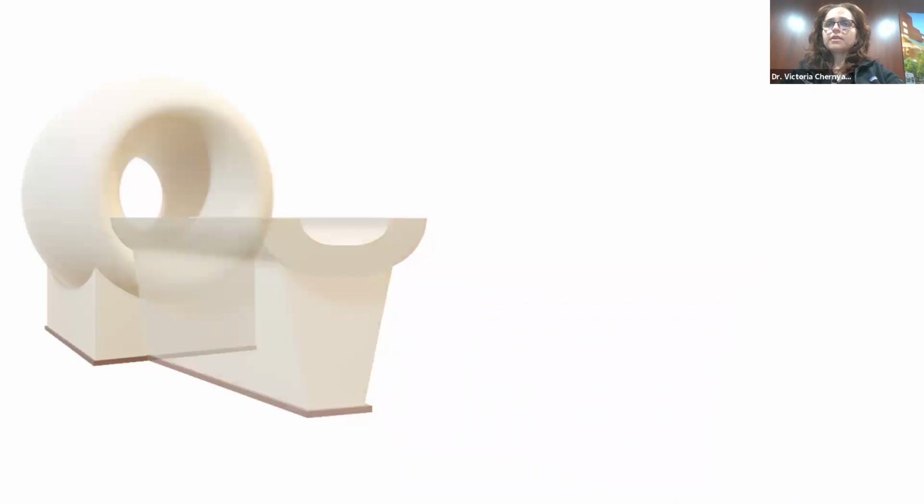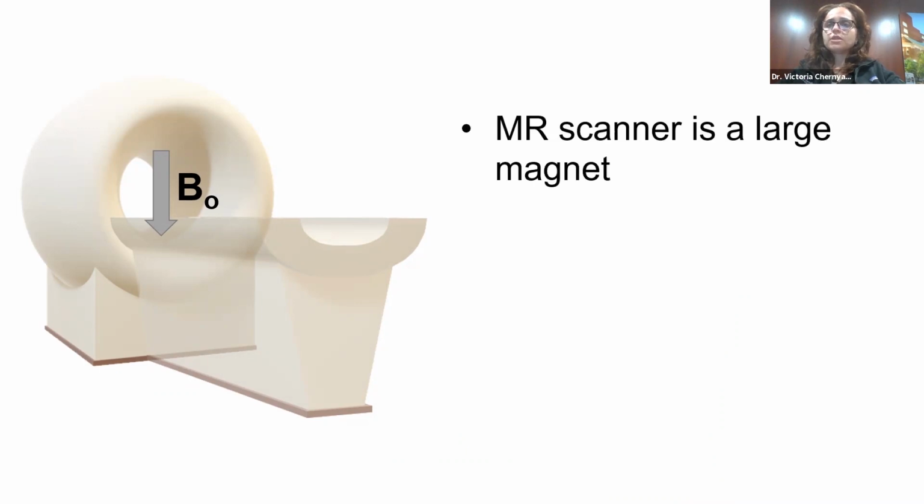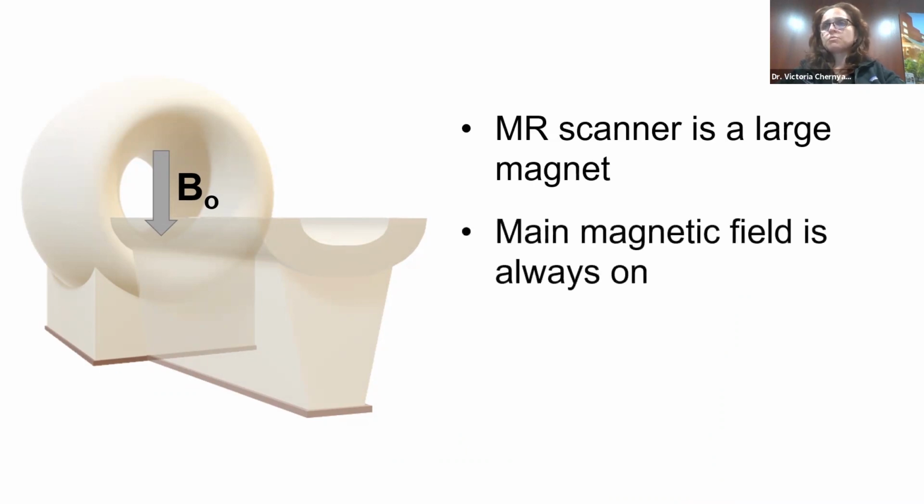The MR scanner is always on. You have to remember that. Once the scanner is installed and the coils are connected, it will generate B0, which is our background main magnetic field. It is a large magnet, and sometimes you'll hear radiologists refer to it as the magnet, just like that. Again, the main magnetic field is always on.